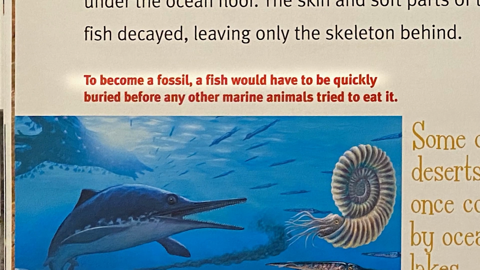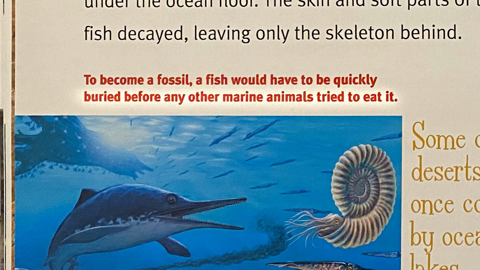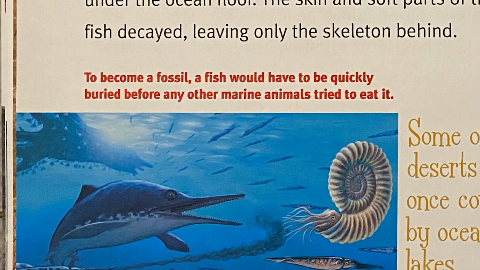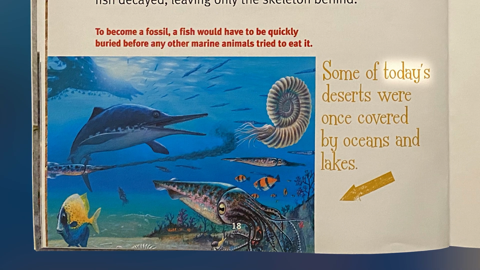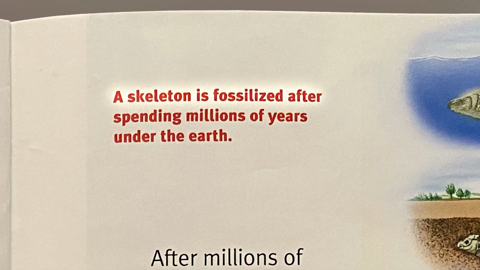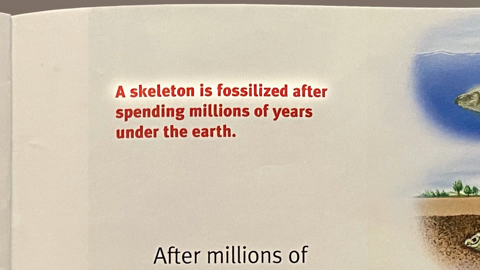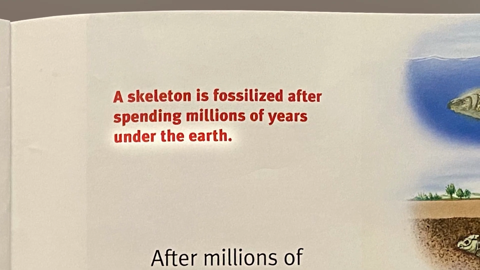To become a fossil, a fish would have to be quickly buried before any other marine animals tried to eat it. Some of today's deserts were once covered by oceans and lakes. A skeleton is fossilized after spending millions of years under the earth.